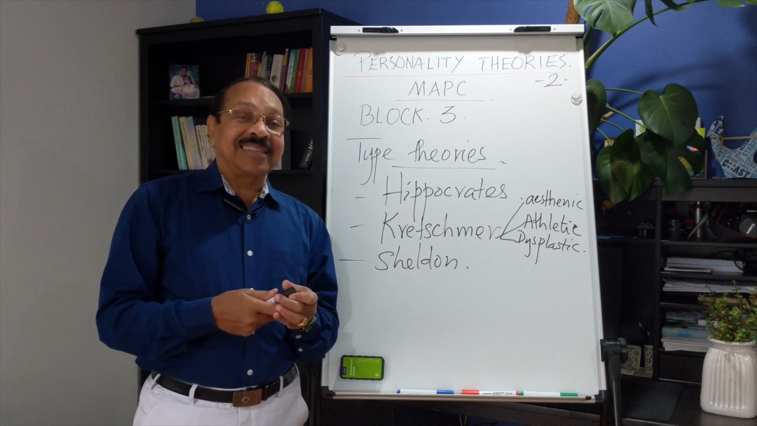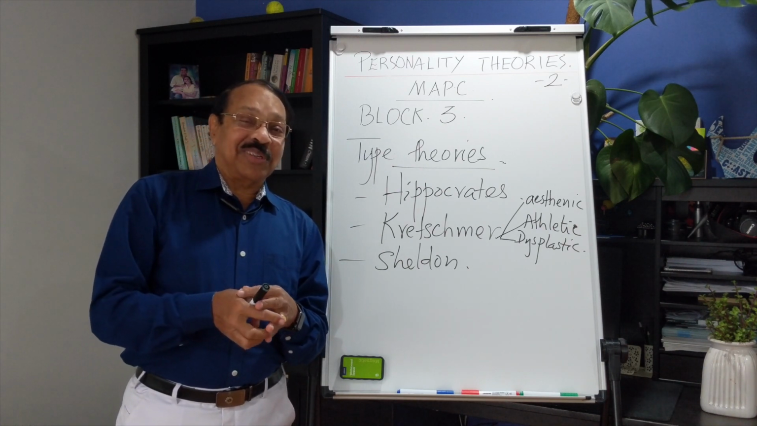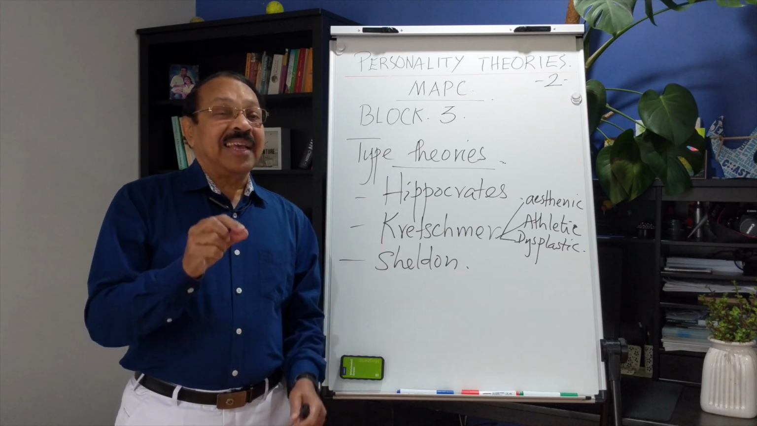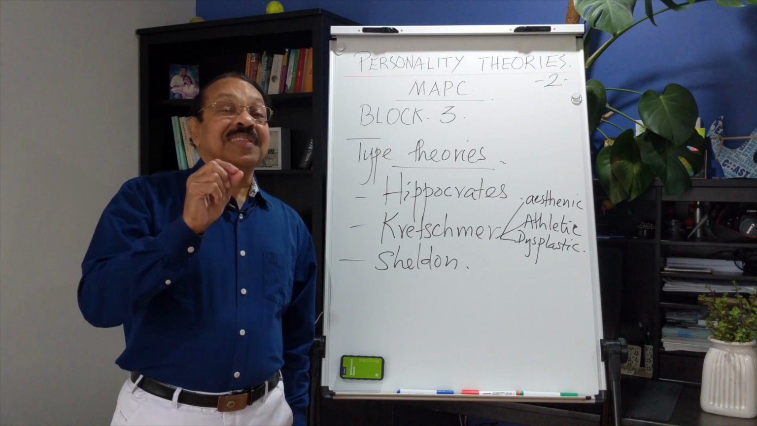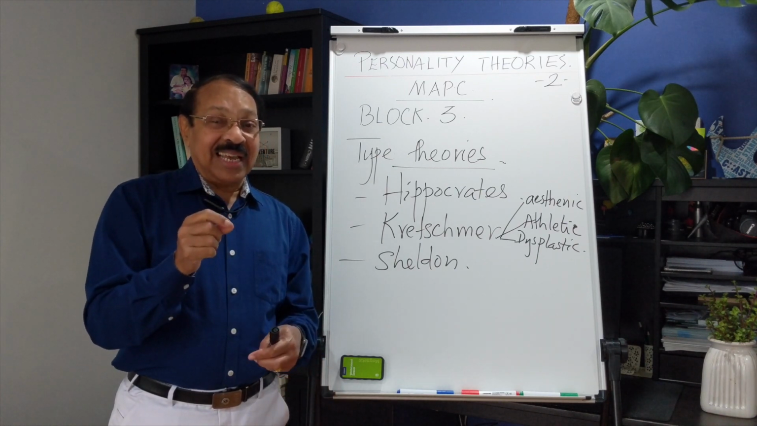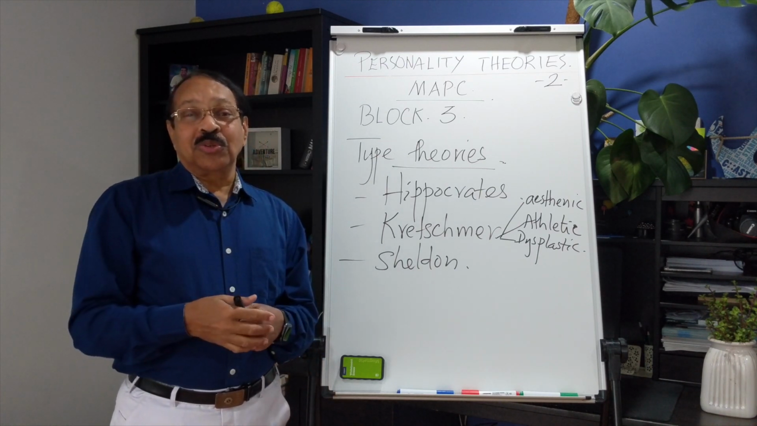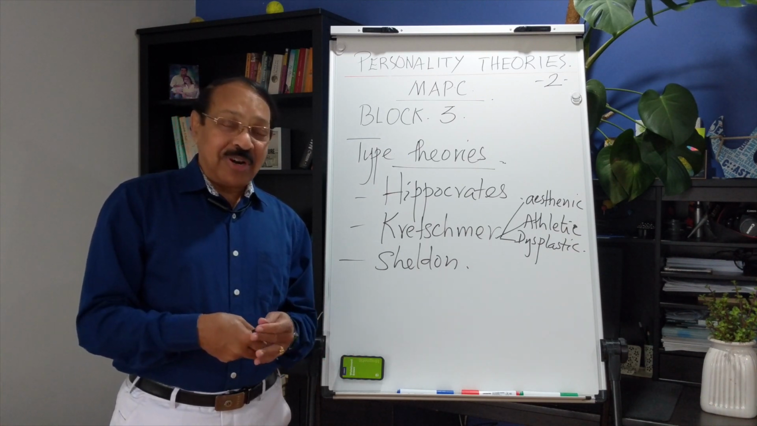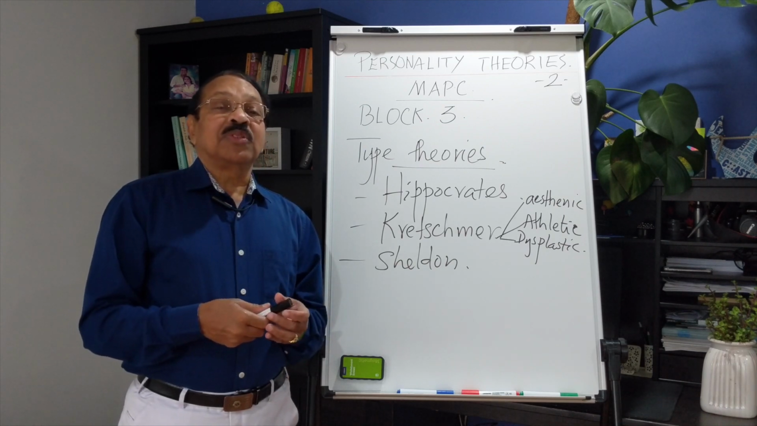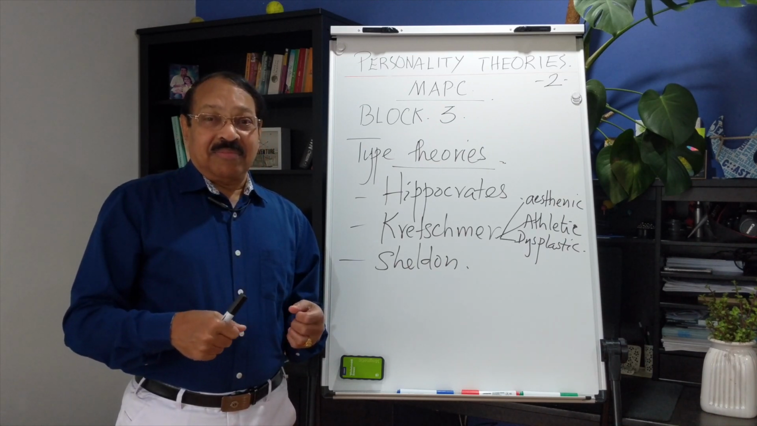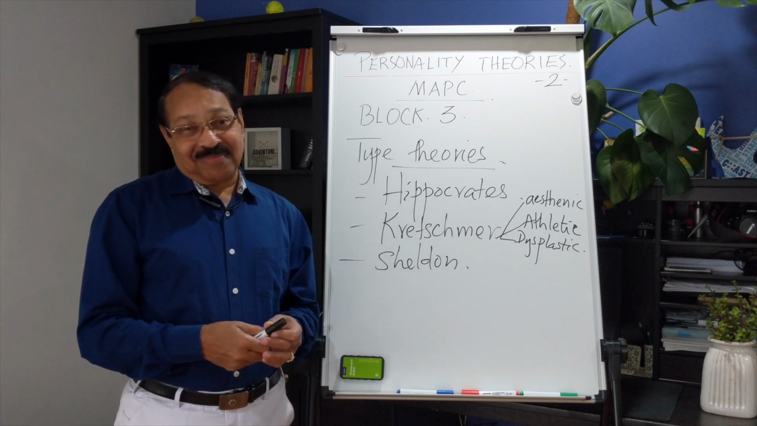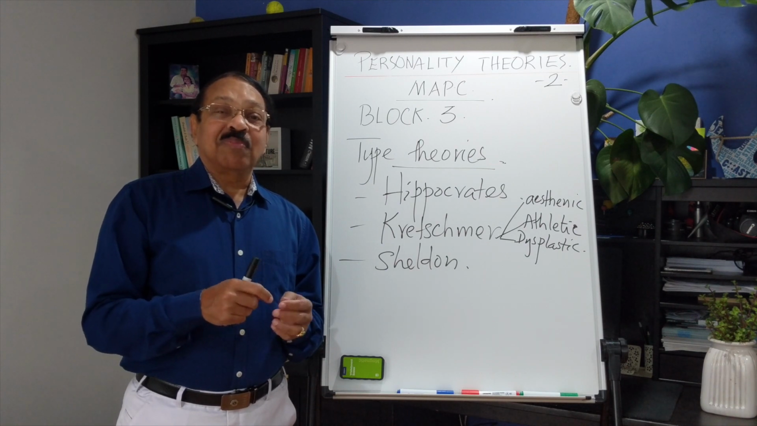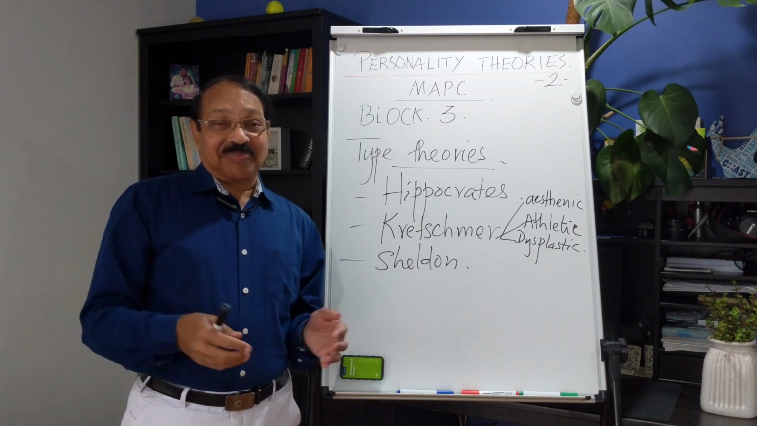Sheldon, another psychologist, tried to classify individuals based on their body type, and he believed that the endoderm of the zygote, you know, zygote is a fertilized ovum, transforms to the digestive system, belly, and other parts of the body. The mesoderm transforms into the muscles and skeletal system. And the ectoderm of the cell transforms to brain, nervous system, and skin.